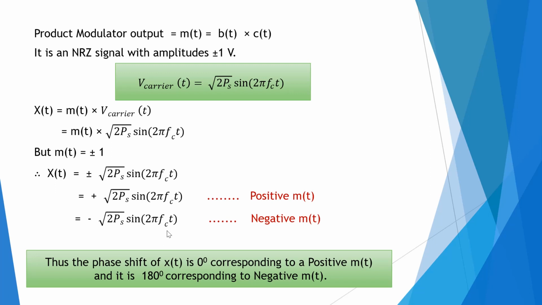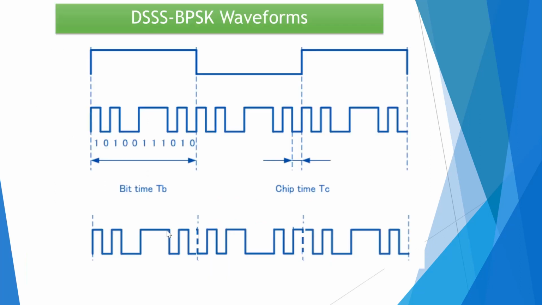So this was the block diagram for the DSSS BPSK transmitter and the mathematical expression. Now we can see the waveforms. Here we have considered a modulating signal, that is B of t, that is 1 initially, then 0 and again 1.